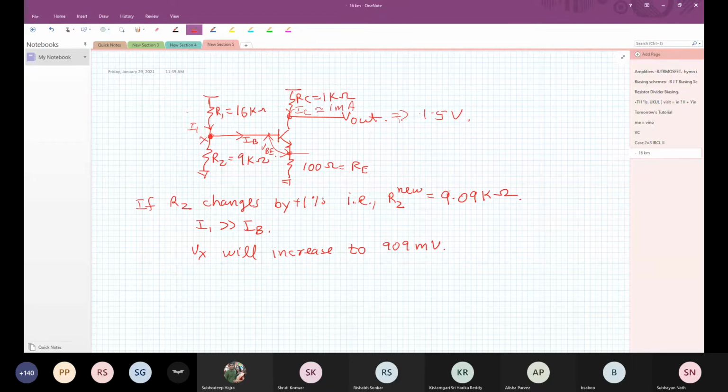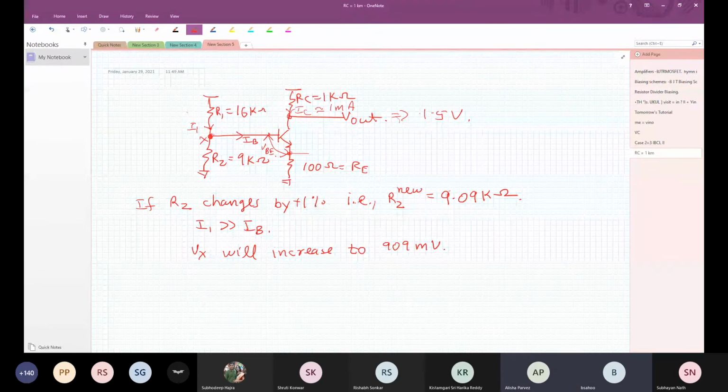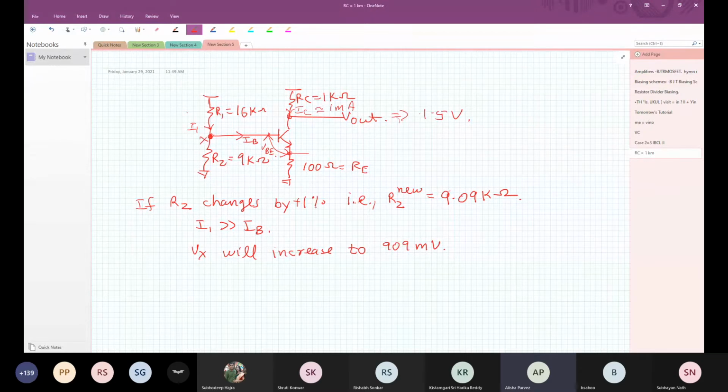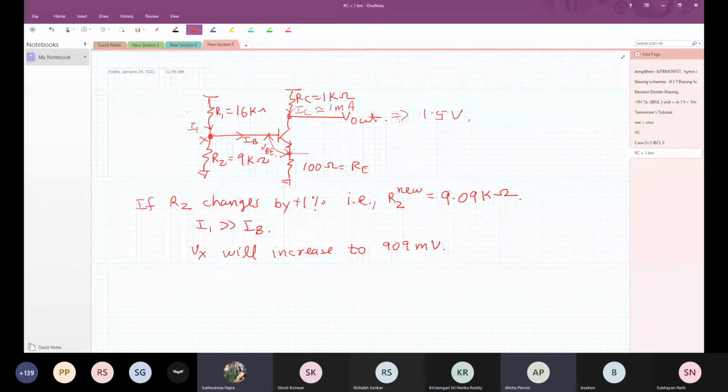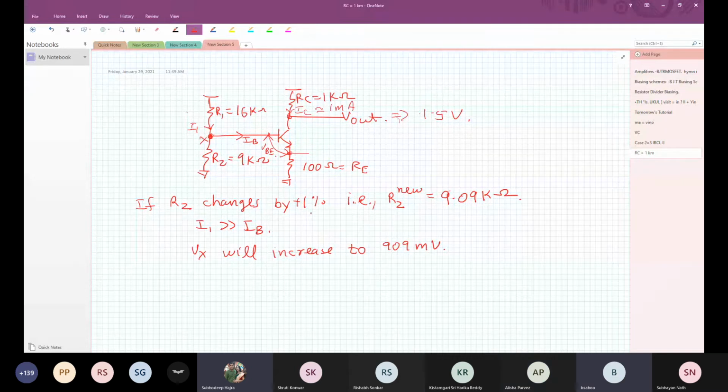Okay. Am I clear? Subhayan, is that okay? So is the increase 909 or 906? Yes, sir, it's 905.74. 905.74, it's coming. Yes, exactly that. It doesn't matter. Please tell me how much it becomes. Vx will increase to how much? 905.7. Okay, good.